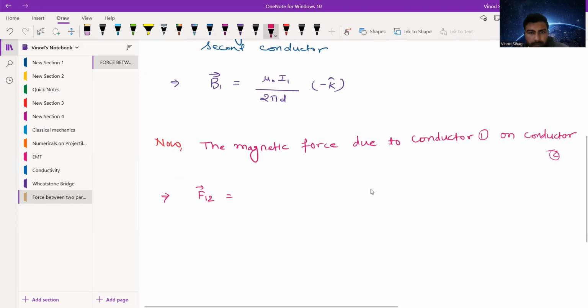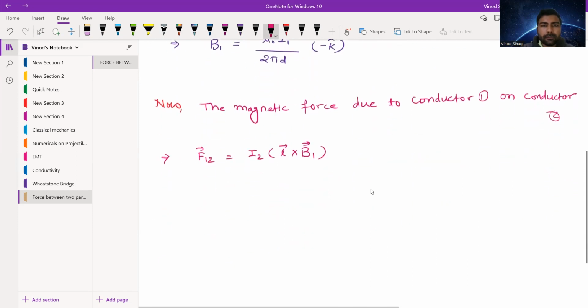Where the actual formula is like: the current will be I2, because we are going to find out the force on the second conductor. So the current will be of the second conductor I2, and L vector cross the magnetic field of the first conductor wire.